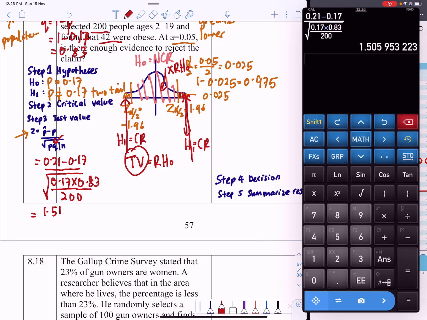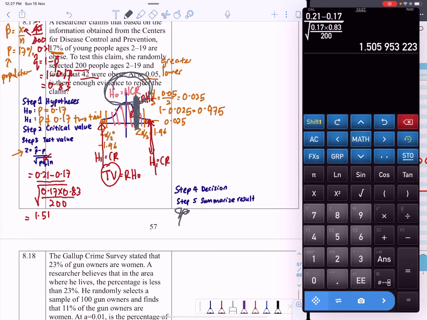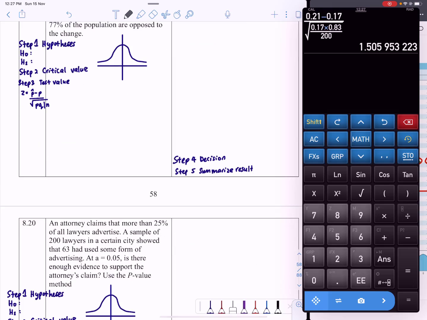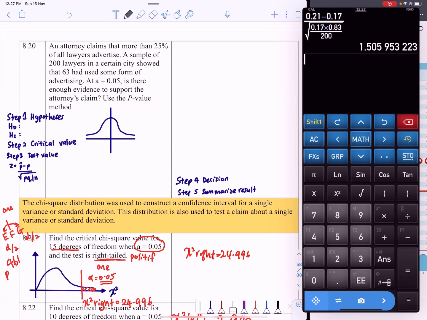Jadi 1.51 jatuh dekat mana? Dia jatuh kat sini. Jadi bila jatuh kat situ, dia falls on the non-critical region, H null. We cannot reject the null hypothesis, sebab dia jatuh dekat non-critical region. And then you summarize the result lah. Dia ada 5 steps semua. And then you do lah for the rest, up until 8.20.